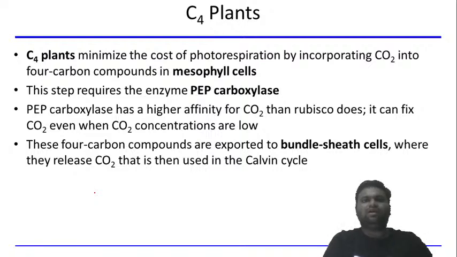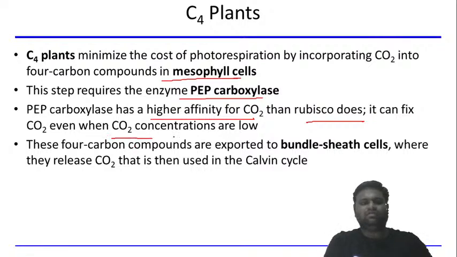Then there are C4 plants that minimize the cost of photorespiration by incorporating CO2 into 4-carbon compounds in the mesophyll cells, and this step requires the enzyme PEP carboxylase. PEP carboxylase has higher affinity for CO2 than rubisco does, so it can fix CO2 even when CO2 concentrations are low. These 4-carbon compounds are exported to bundle sheath cells where they release CO2 that is used in the Calvin cycle.